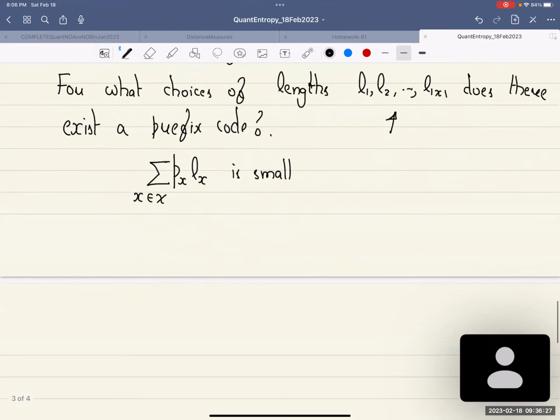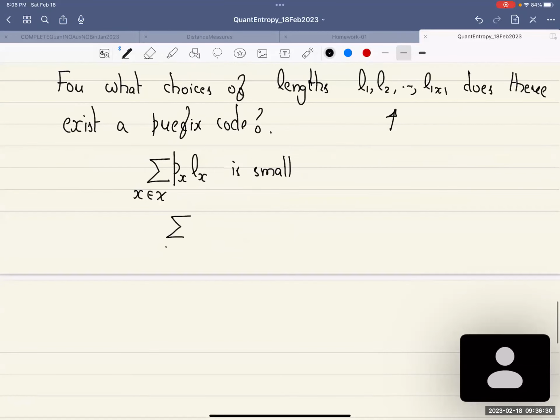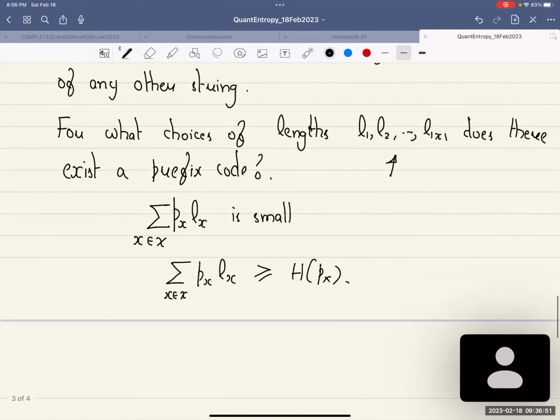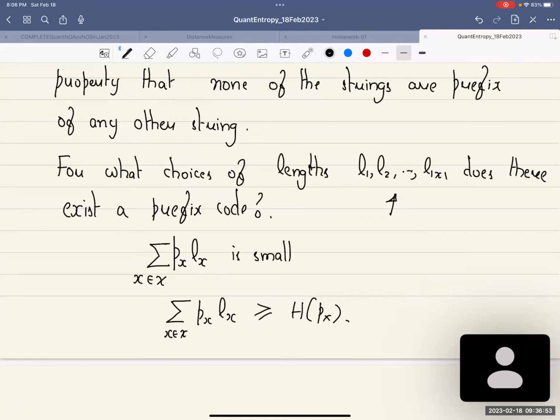And you clearly know that you cannot get this to be arbitrarily small. This is at least H of p_X. So if you get arbitrarily close to this, you are awesome. So there's a beautiful lemma, and you should try and prove it yourself. I'll give you some hints. This is the question: for what choices of these lengths will I be able to get a prefix free code?